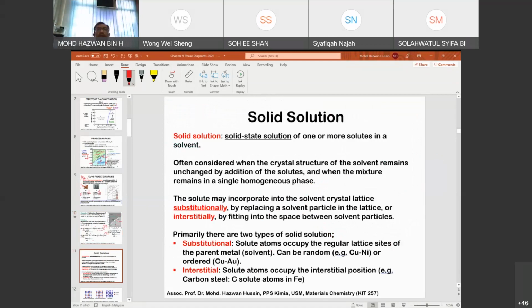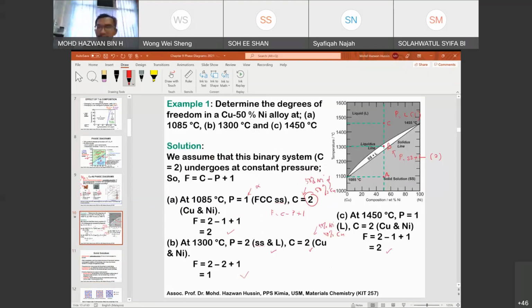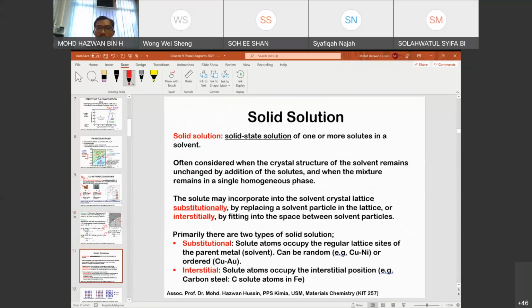Okay, so what does it mean by solid solution? We've seen this, alpha, or solid solution. But what is it? Solid solution is a solid state solution of one or more solutes in a solvent. Often considered when the crystal structure of the solvent remains unchanged by addition of solute and when the mixture remains in a single homogeneous phase. The solute may incorporate into the solvent crystal lattice substitutionally or interstitially.